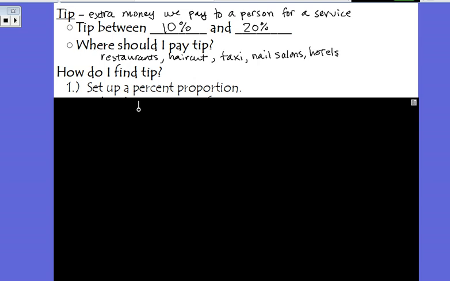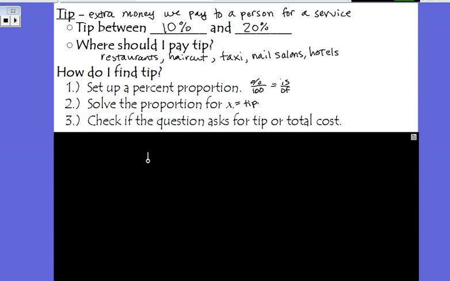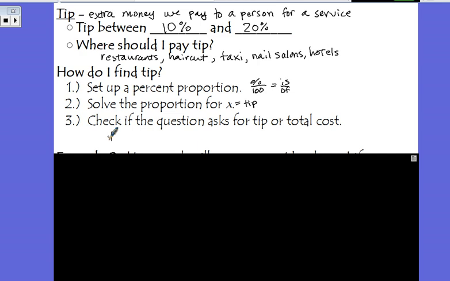So how do we find tip? Super nice. It's the same as finding sales tax. You do a percent proportion. Again, percent over 100 equals is over of. Then we solve that proportion for x. X is always going to be the tip here. And then we have to see if they asked for the tip. If they asked for the tip, we're done, because we just said x is the tip. If they asked for the total cost, we need to take the original cost and add the tip because it's something extra that we're being charged. So the original cost plus the tip is our total.